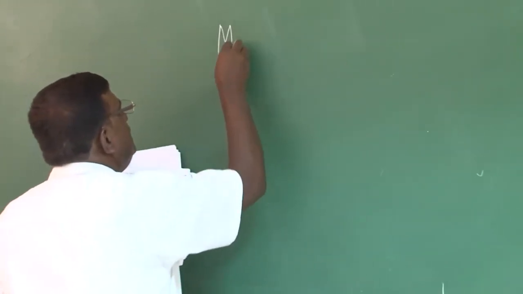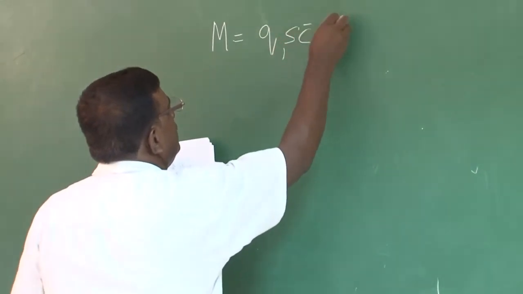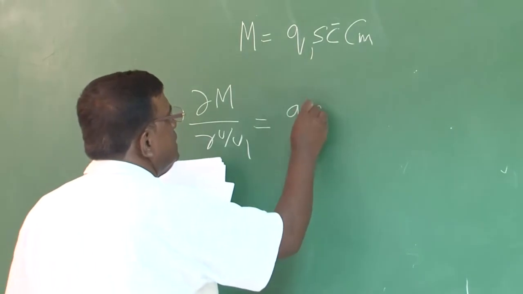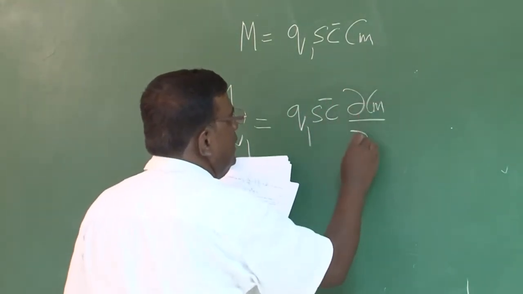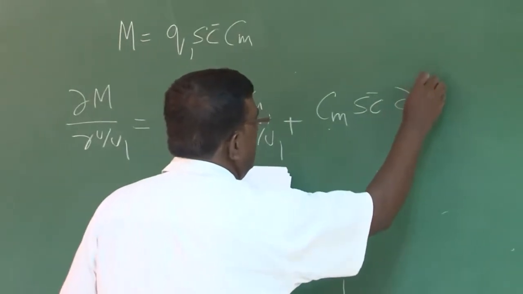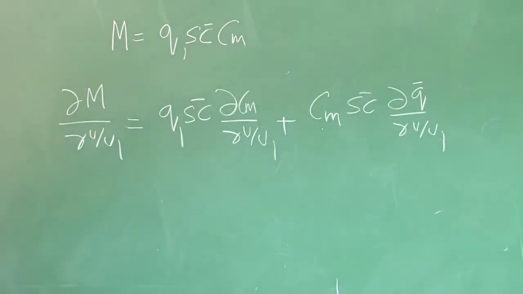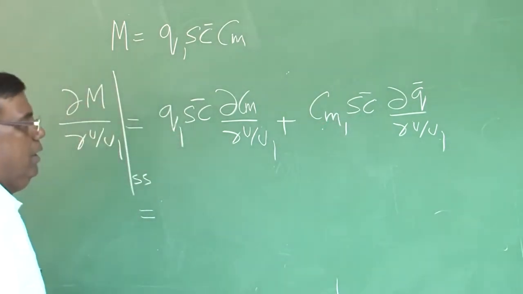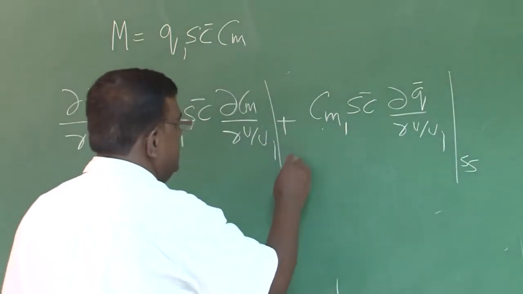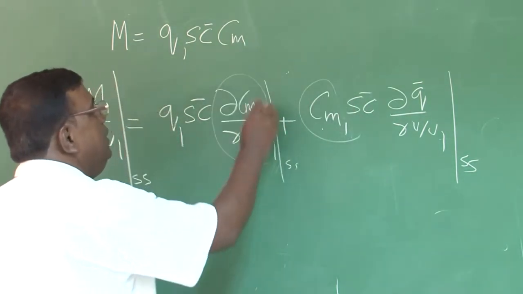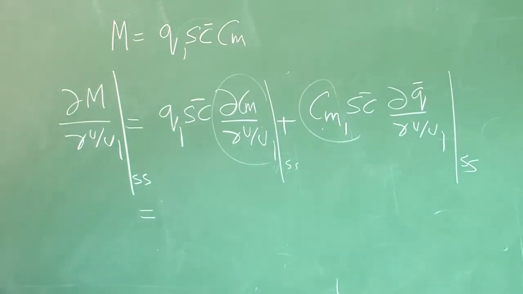In that sense, this is the final one. So if I see, the pitching moment is written as QS C bar into Cm, we want to find out dM by d(u/u1), which is nothing but Q1 S C bar dCm by d(u/u1) plus Cm S C bar dQ bar by d(u/u1). You have become expert now. You know that I need to develop this at steady state. So that's why I have put 1 here, and I need to put 1 here as well. And also, this is at steady state. Okay? As far as dQ bar by d(u/u1) is concerned, we have two things to understand. What is Cm1? And what is dCm by d(u/u1)? If you understand that, then our job is done.